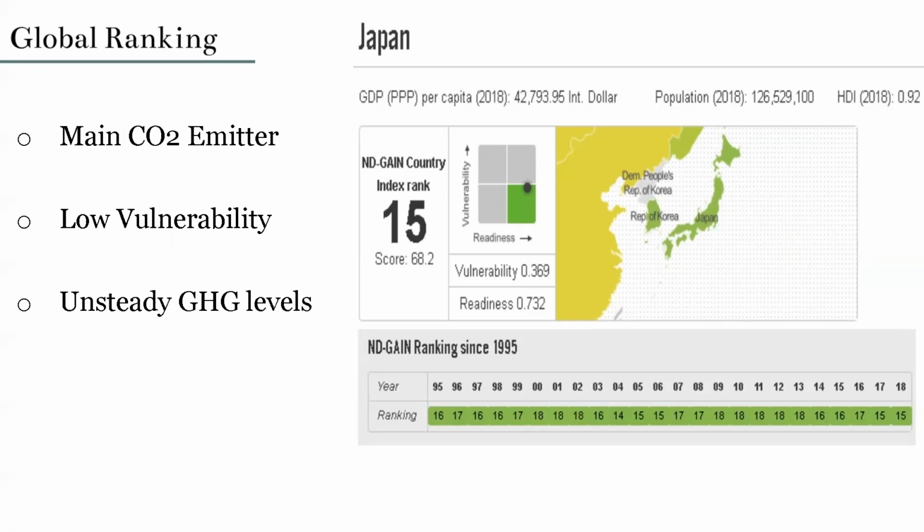Japan is ranked number 15 on the same INDIGAIN index. It is almost ironic that the ranking is so low and that their readiness to combat against climate change impact is so high compared to that of Indonesia, as Japan is still considered as a main CO2 emitter for the globe.